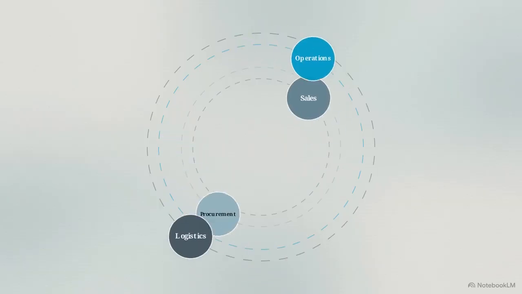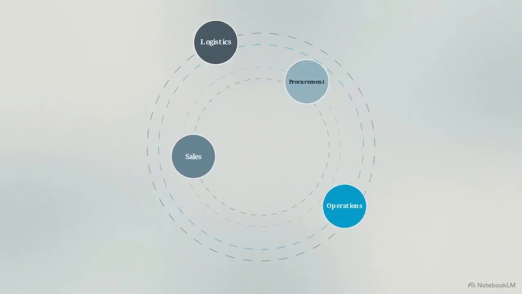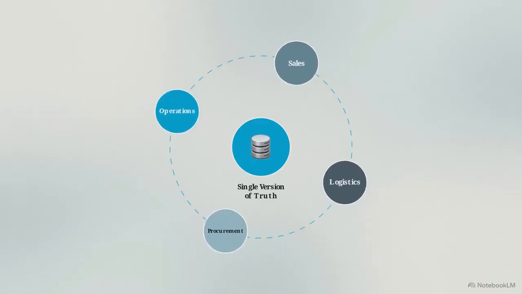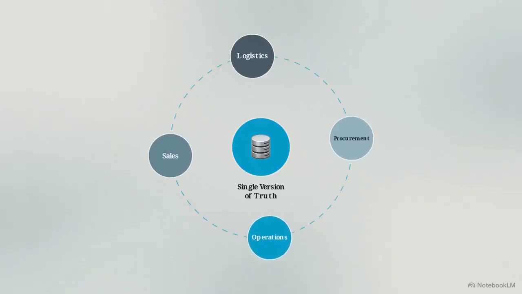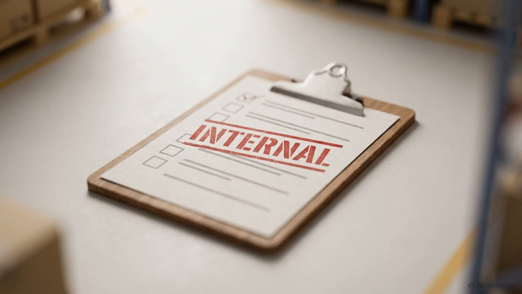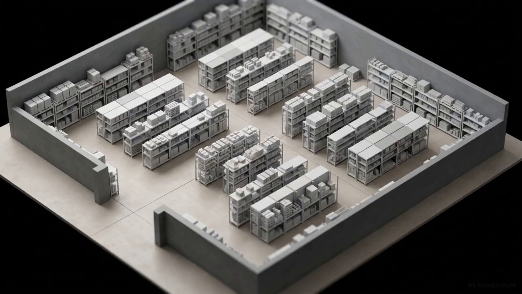When sales, operations, procurement, and logistics all operate from the exact same real-time data, the entire network can move in unison. We define supply chain visibility academically as the ability to access, monitor, and share accurate, timely information. Crucially, this is not an internal metric. An organization cannot claim to have true supply chain visibility if it only tracks goods within its own four walls.